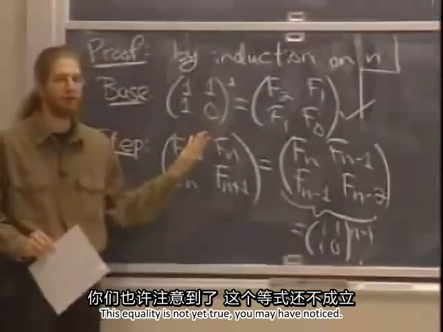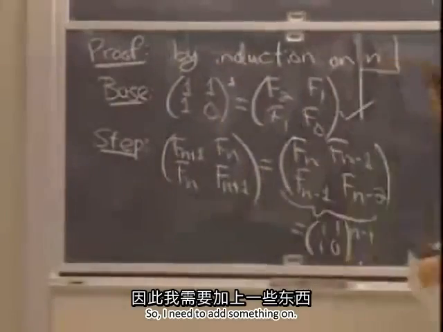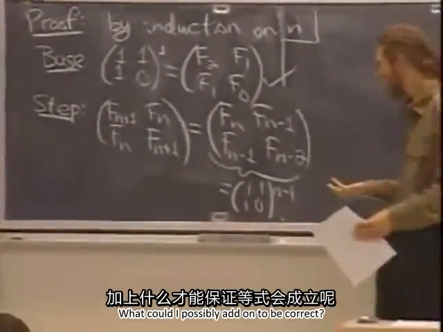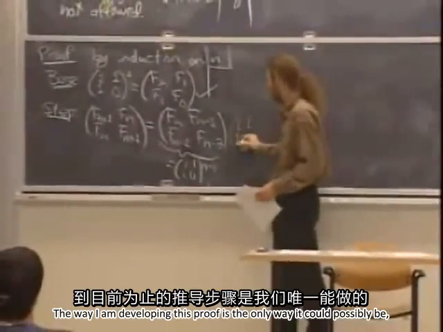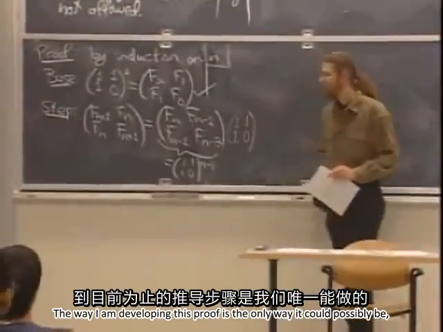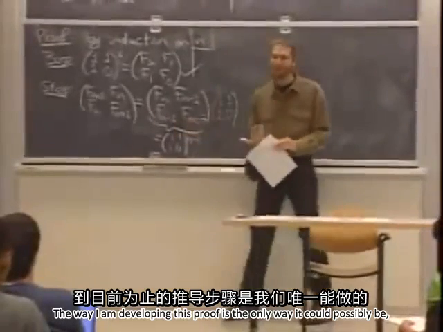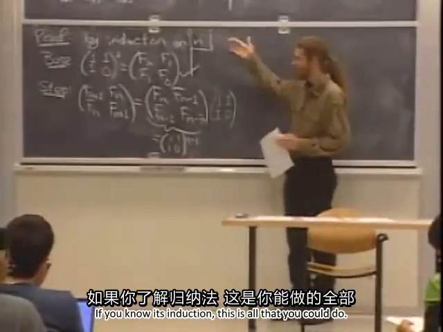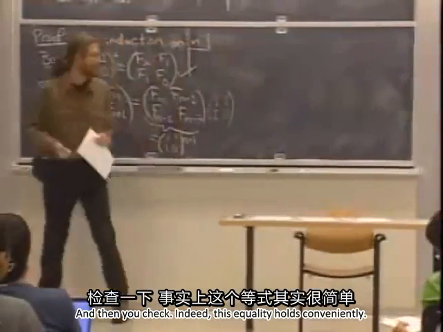This equality is not yet true, you may have noticed. So I need to add something on. What could I possibly add on to be correct? Well, another factor of 1, 1, 1, 0. So the way I'm developing this proof is the only way it could possibly be, in some sense. If you know it's induction, this is all you could do. And then you check, indeed, this equality holds conveniently.